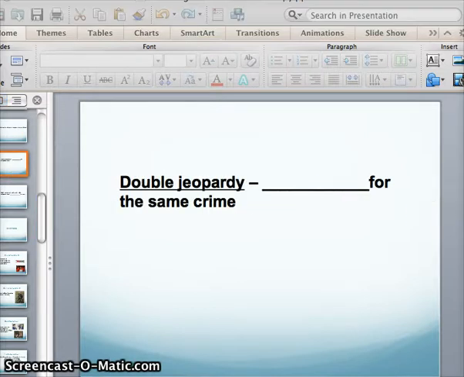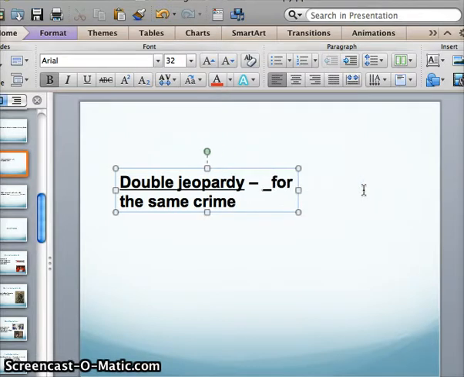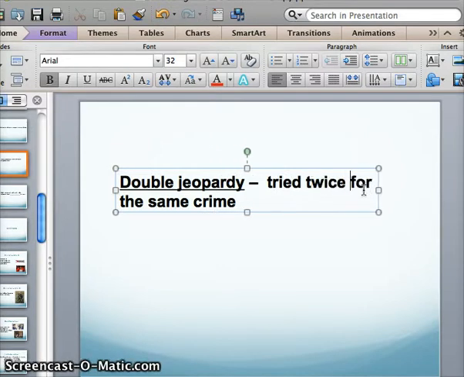The next protection in the Bill of Rights is double jeopardy. The Fifth Amendment says that a person cannot be tried twice for the same crime. So if a person was to go to court and be found not guilty, they can't be tried again. They can't go to court again for the same crime. That would be double jeopardy, and people are protected against this.